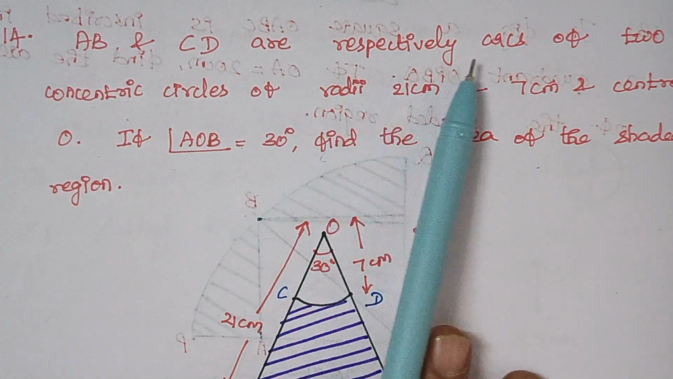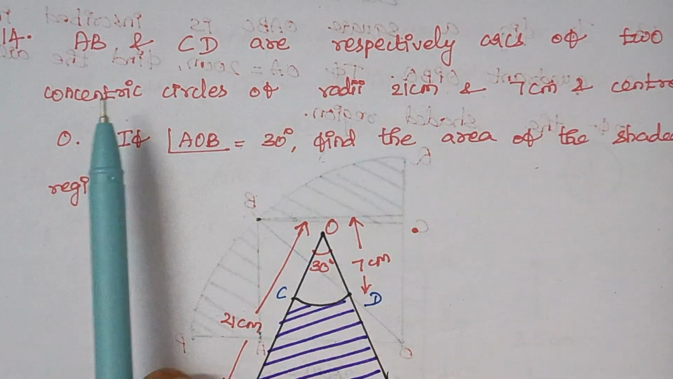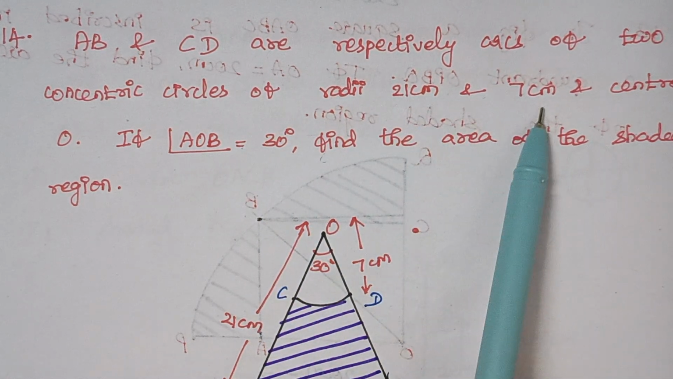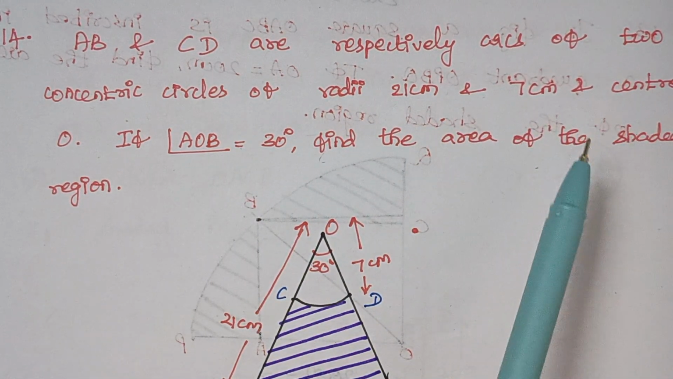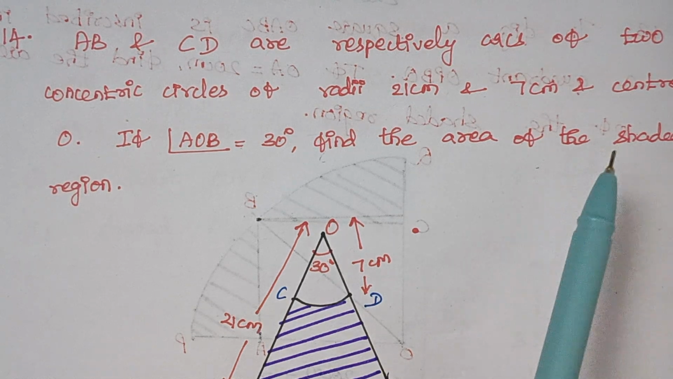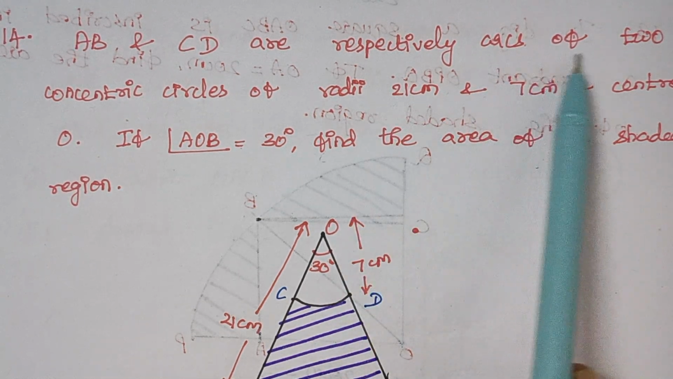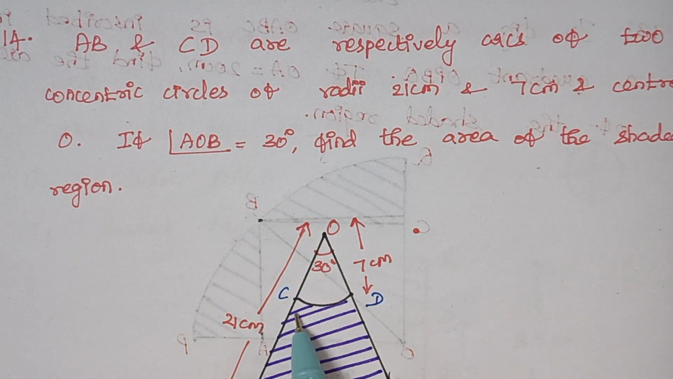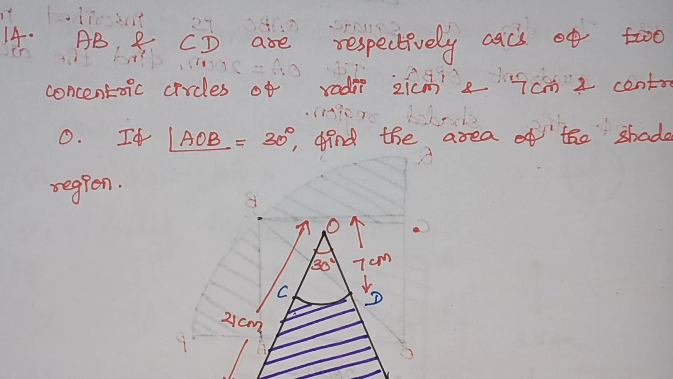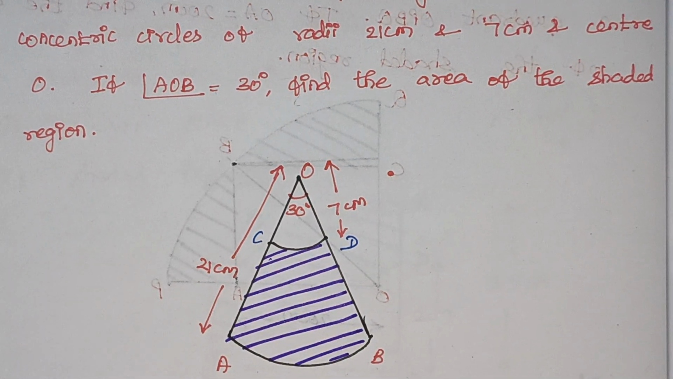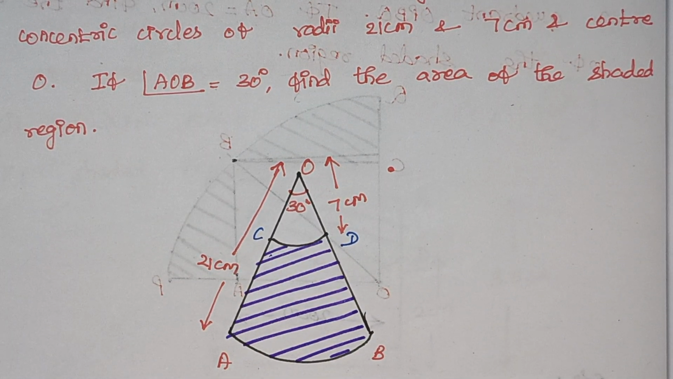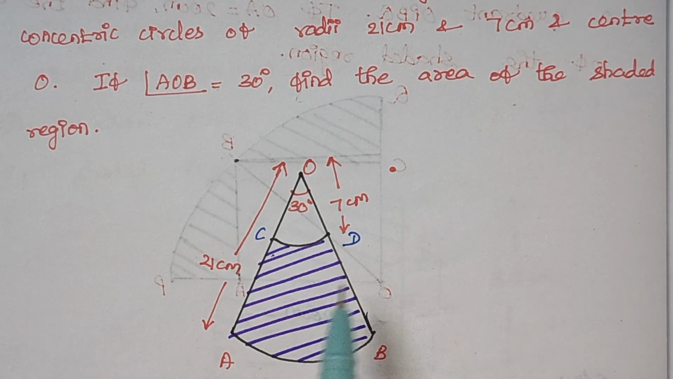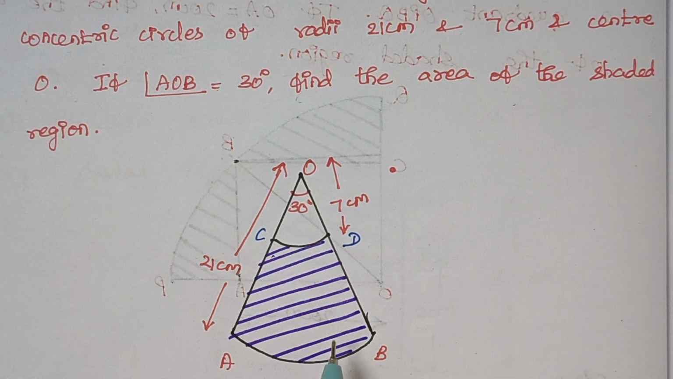Right. Our next problem is problem number 14. AB and CD are respectively arcs of two concentric circles of radii 21 centimeter and 7 centimeter and center O. So here you see we are having arcs of two concentric circles, and the diagram is given clearly, right? Once you look at the diagram, it will be easier than reading and understanding this problem. This is the given diagram and you need to find the area of the shaded region.